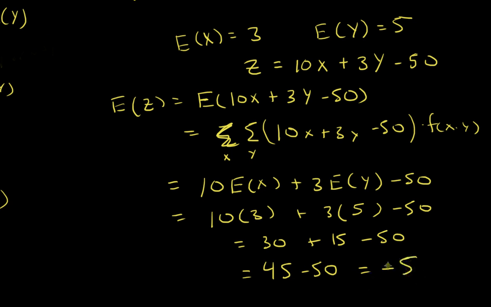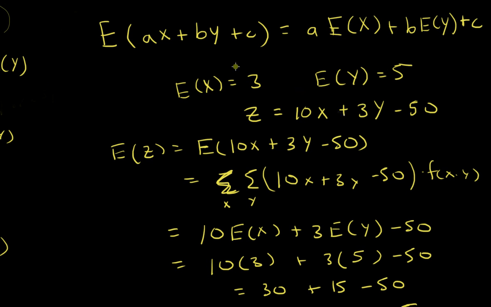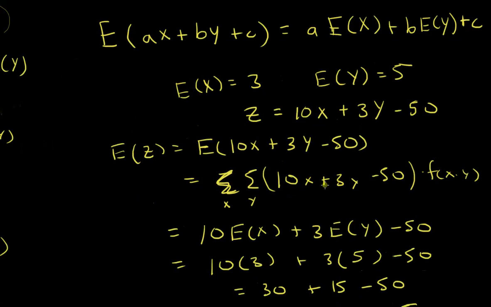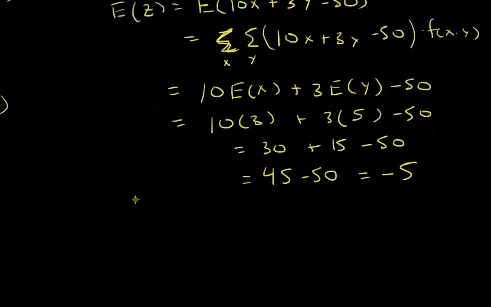Is it okay that the expected value is negative? Yes, of course that's okay. These random variables can be negative numbers. There's nothing saying that the random variable has to be positive. So variance must be positive, but expected values can be negative.